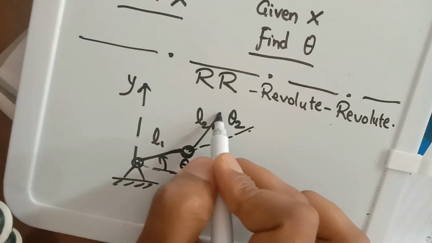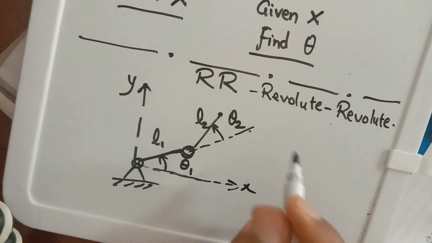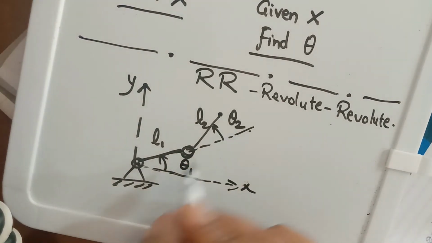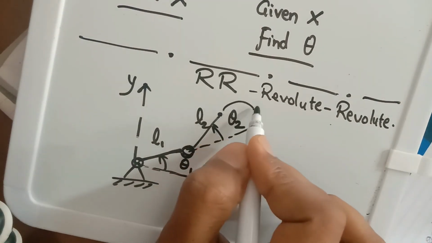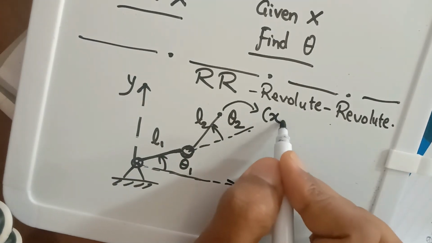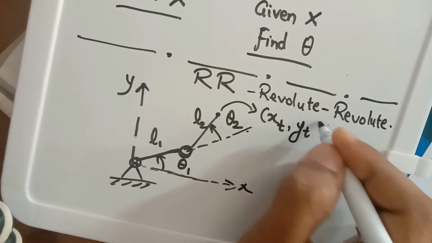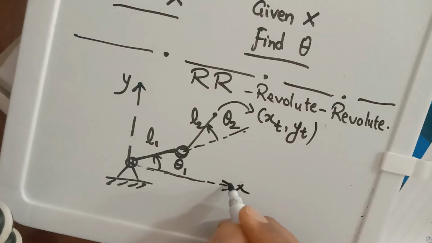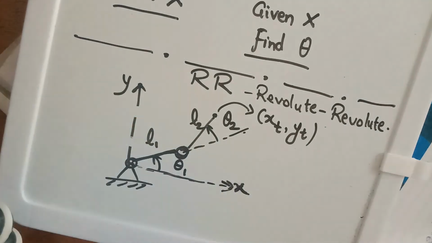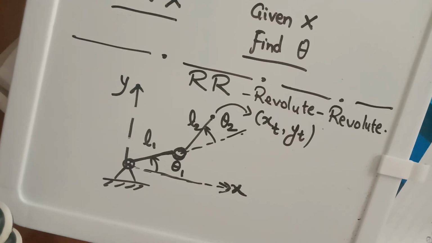And the first question we are going to ask is, given theta 1 and theta 2, what is the position of this tip? So if I call it xt and yt, the position of the tip, the coordinates of the tip of the robot, what is the x coordinate and what is the y coordinate of the tip of the robot? This is the first question we are going to address. And you can easily find the answer for this.